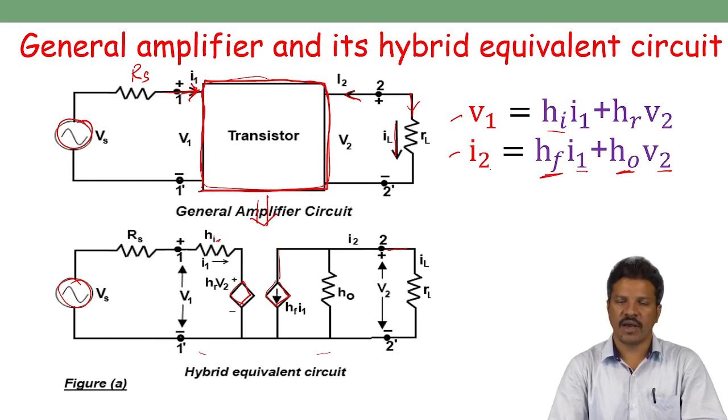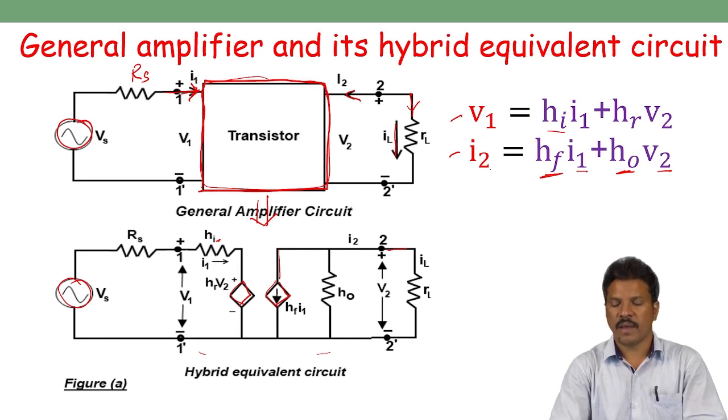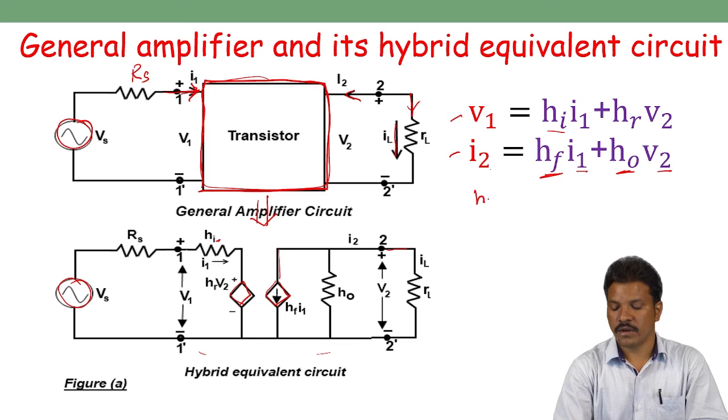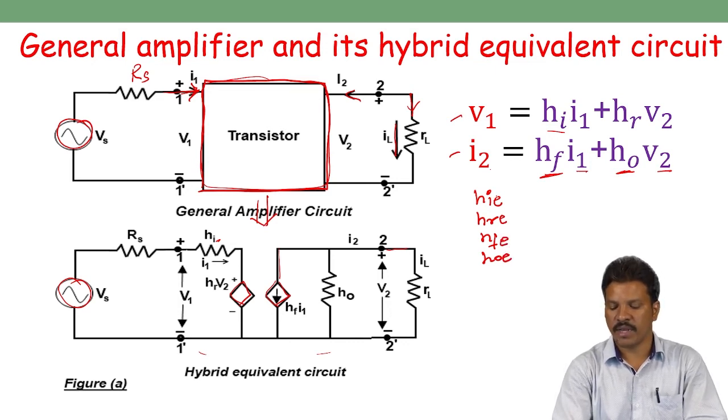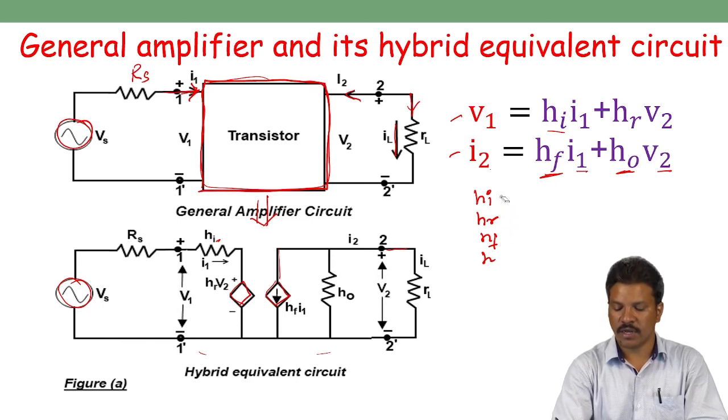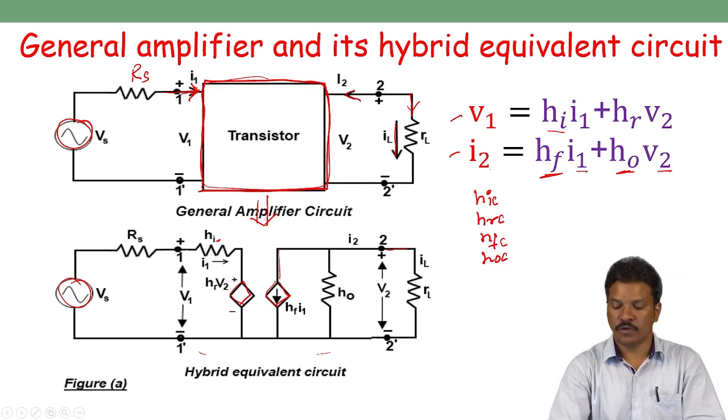When we connect this amplifier in different configurations, the parameters Hi, HR, HF and H0 are represented with an extra subscript. If it is connected in common emitter, it is represented with HIE, HRE, HFE, HOE. When we connect it in common base, it is represented with HIB, HRB, HFB, HOB. When we connect this one in common collector, HIC, HRC, HFC, HOC. Likewise, we can use this subscript in different configurations.